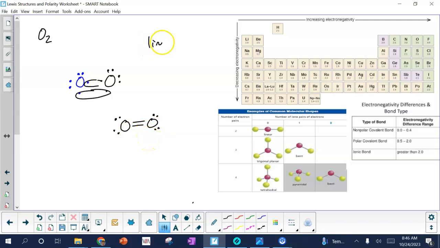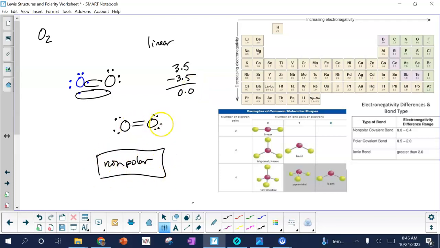This is linear. And then we really don't even have to look up the electronegativity, even though we know it's 3.5. Anytime you subtract a number from itself, you get 0.0. This is nonpolar. That makes sense because why would the electrons prefer one of the oxygen atoms over the other? They're going to share equally. They have equal strength. There's no additional attraction. This is a nonpolar molecule.